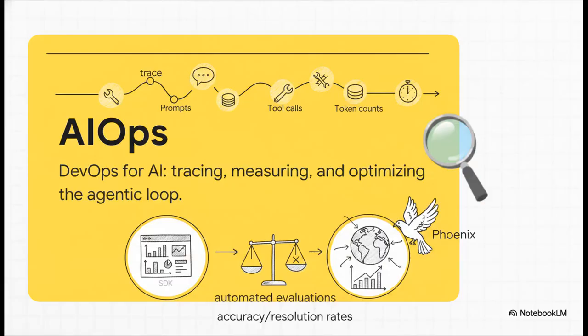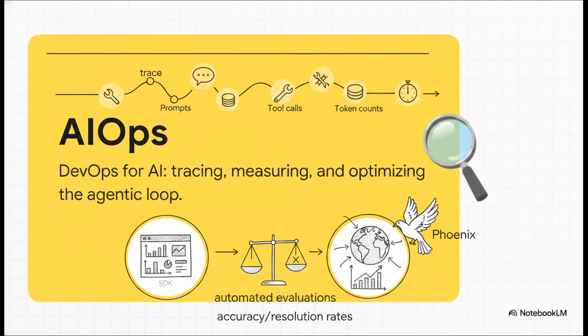To achieve that kind of control, you really need to adopt AI ops. Think of it as DevOps for AI. You have to trace absolutely everything. Record the prompts, log the tool calls, monitor the token counts, track the latency, the whole shebang. You can use built-in SDK dashboards for this or advanced tracing tools like Phoenix to get a global view.